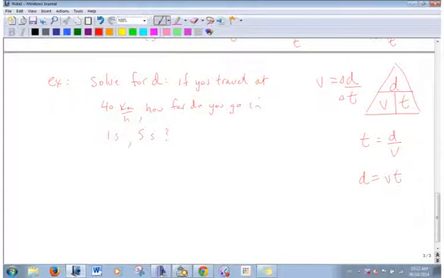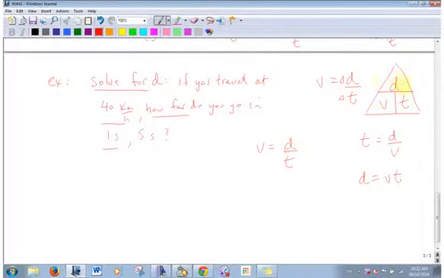So we got a conversion to do, don't we? Why did we teach you conversions last chapter? So that you can get more marks. But first I got to solve this thing for D. It's asking me how far. That means I need a distance. I have a speed. I have a time. I got to get distance. How do I solve this thing for distance?